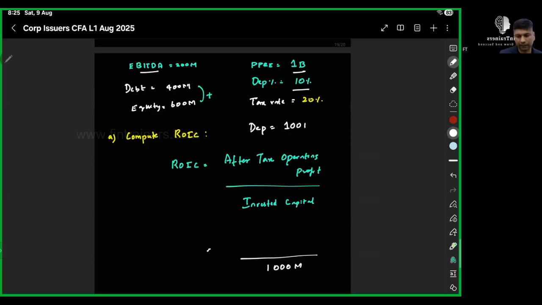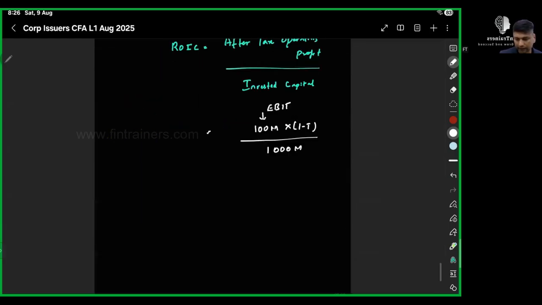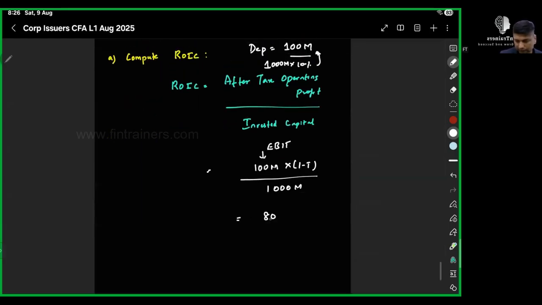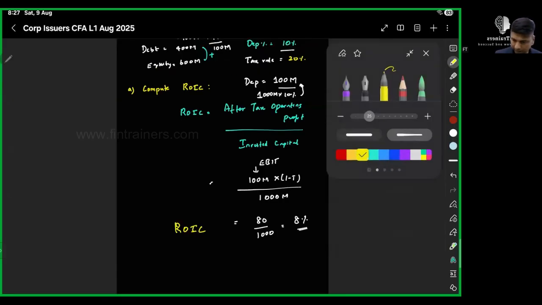100 million. 1 billion, that is 1,000 million, multiplied by 10% is 100 million. So from my EBITDA, I subtract this 100 million of depreciation to get EBIT of 100 mil. Okay. So 100 million is my EBIT, then multiplied by 1 minus tax rate. Tax rate I gave as 20%. So this becomes 80 divided by 1,000. So my ROIC is 8%. Right. Shall we move on to the second part of this question?